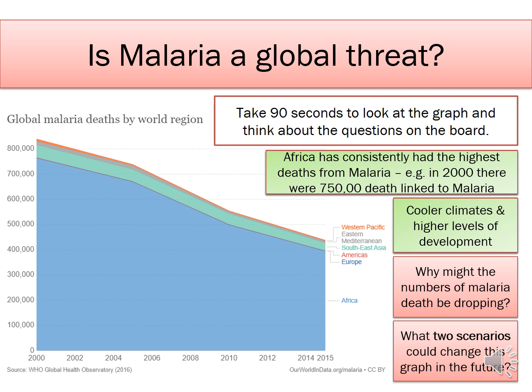The next one was, why might the number of malaria deaths be dropping? Why can we see that, generally in this graph, the amount of deaths is dropping?